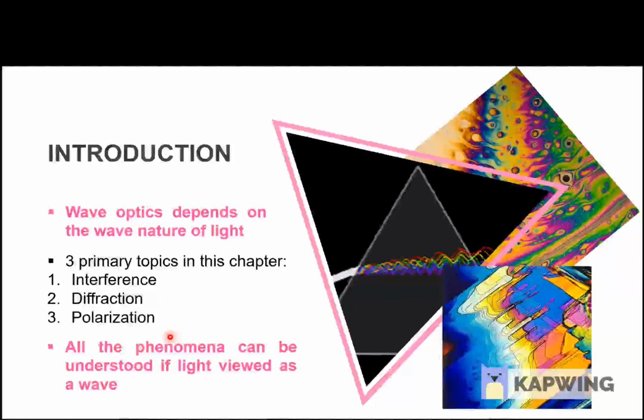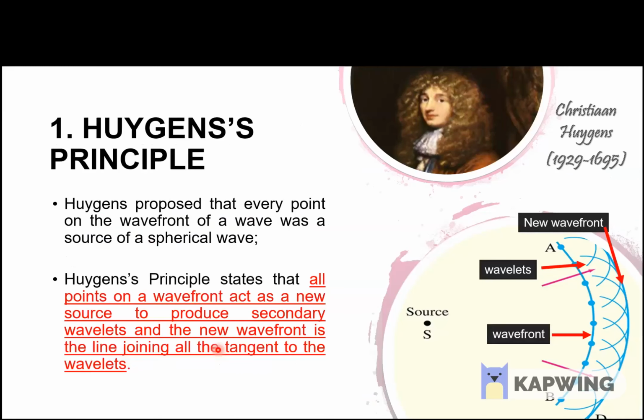What you need to imagine in this chapter is that all the phenomena can be understood if light is viewed as a wave. Okay. First is Huygens' principle. Okay, you will learn about what Huygens' principle is.